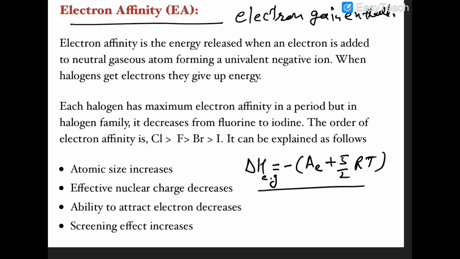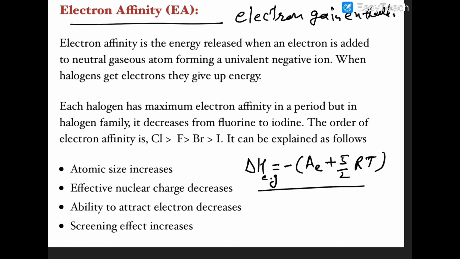Now, each halogen has the highest electron affinity in their respective period. In their own family, the value decreases, but the only exception is that chlorine has the highest value of electron gain enthalpy.